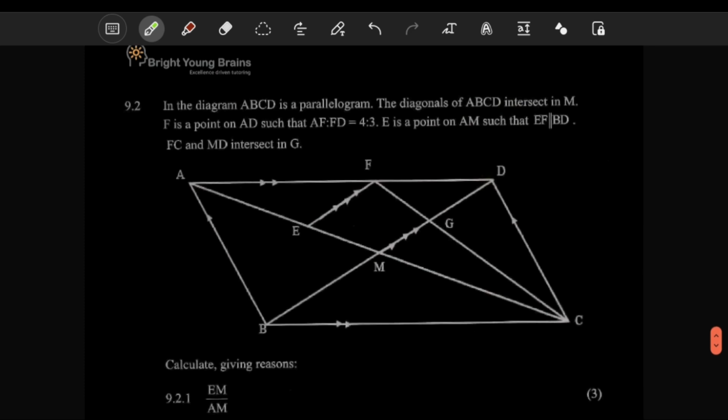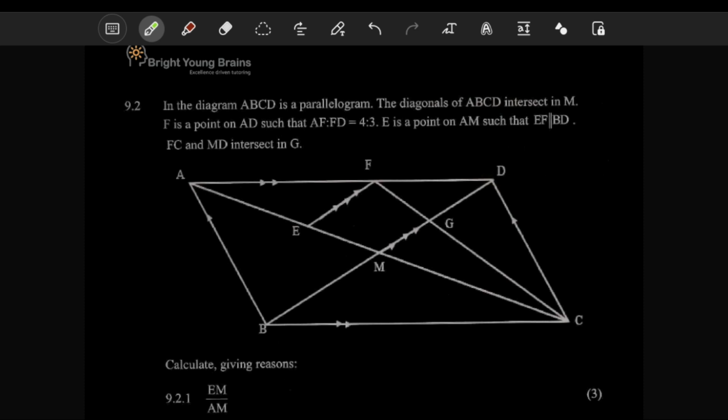Question number 9.1. Would you look at that? 9.1 looks intimidating, but don't be scared, because these Euclidean geometry questions are like bullies, they're just so annoying, but it's okay. Let's see what you can do.